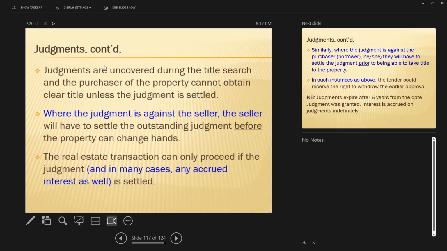If the judgment is say for $10,000, and they choose to accept $8,000, it will be marked settled. So they can't go after them anymore for the $2,000 difference. Once you agree that you're going to settle for 8 out of 10, the judgment is marked settled.